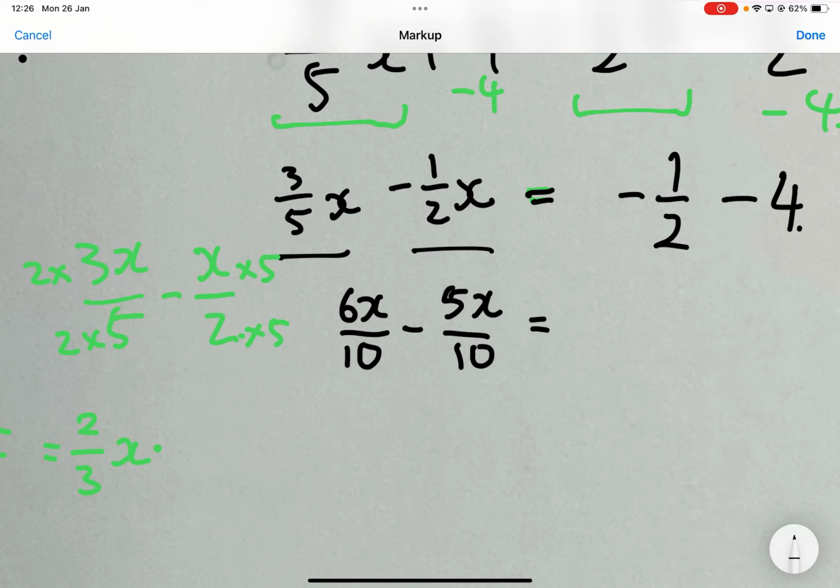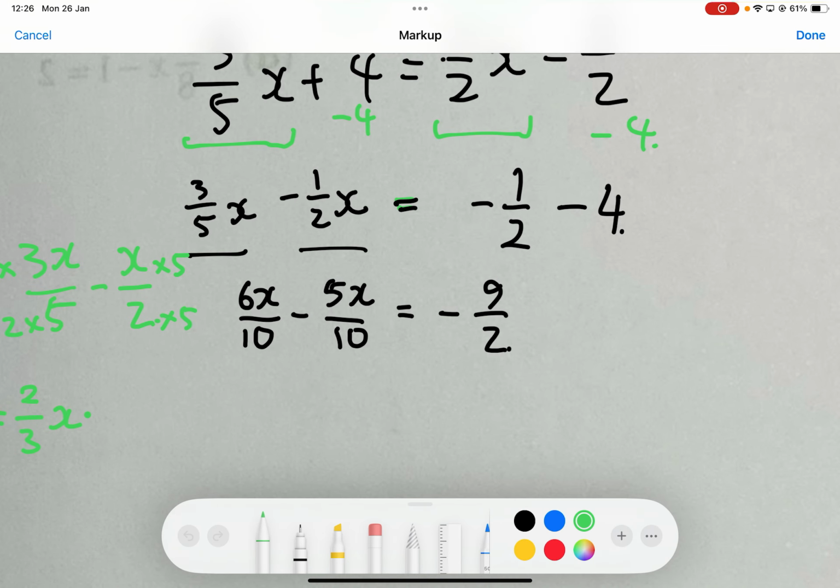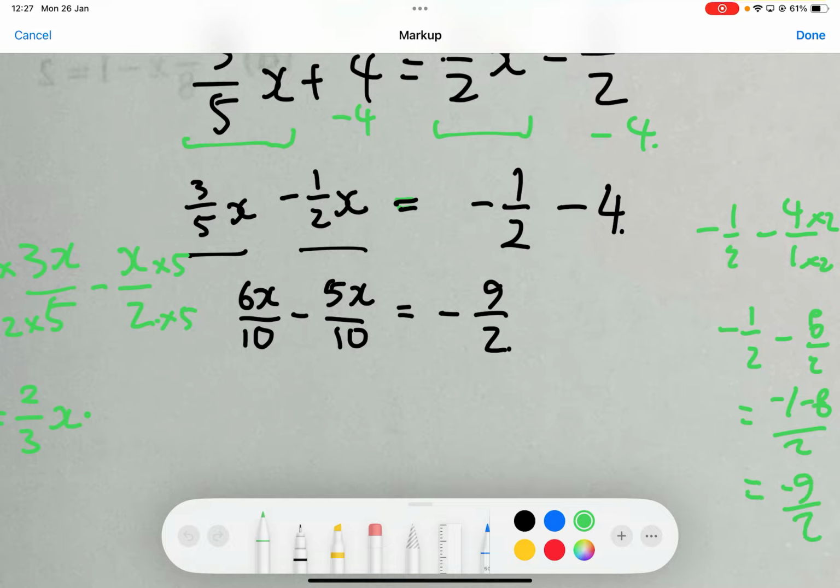Minus half minus another 4. You can use a calculator. Then your calculator will tell you it is negative 9 over 2. Or if you want to do it manually, also can. Minus half minus 4 over 1 times 2 times 2. So minus 1 over 2 minus 8 over 2, equals minus 1 minus 8 over 2, equals minus 9 over 2. You can also go slowly and add it together. But if you press the calculator, it can tell you minus half minus 4 is minus 9 over 2.